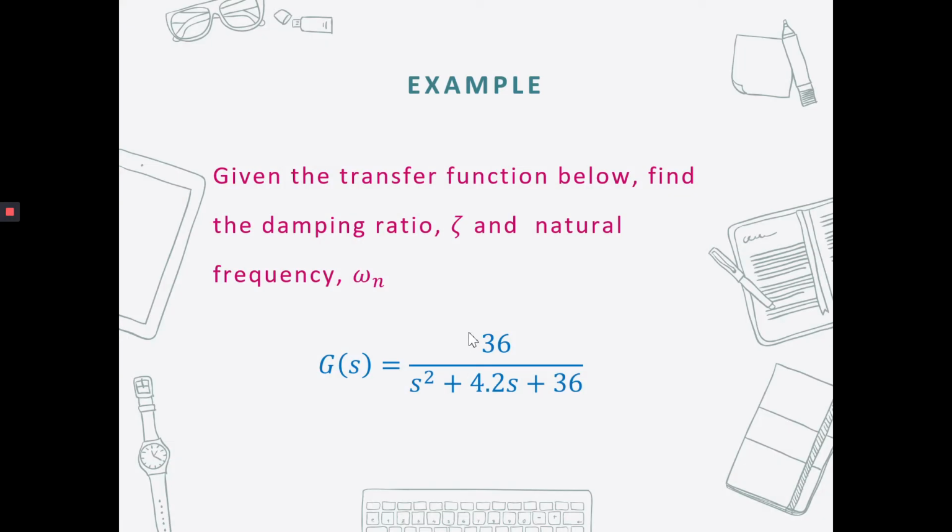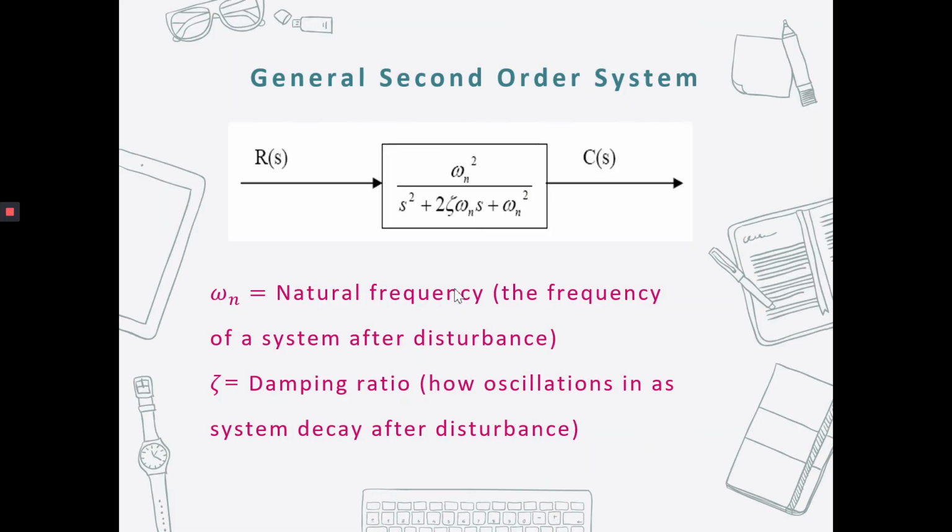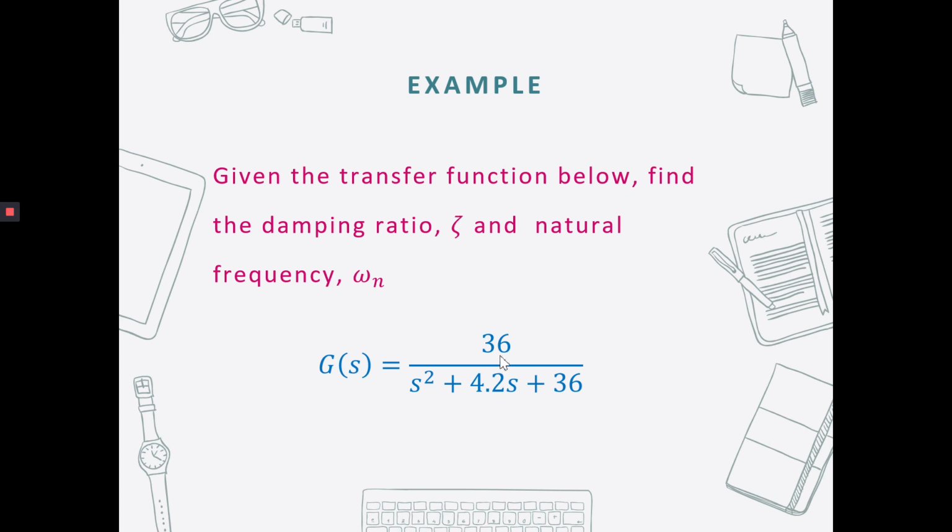For example, you are given a transfer function below. We need to find the damping ratio zeta and natural frequency. First, we can find the natural frequency omega n from the numerator, which is equal to omega n squared. In this case, your natural frequency omega n is equal to 6. And based on the second part, 4.2s, which is equal to 2 zeta omega n s, so 4.2 is equal to 2 zeta omega n, and our omega n is equal to 6.